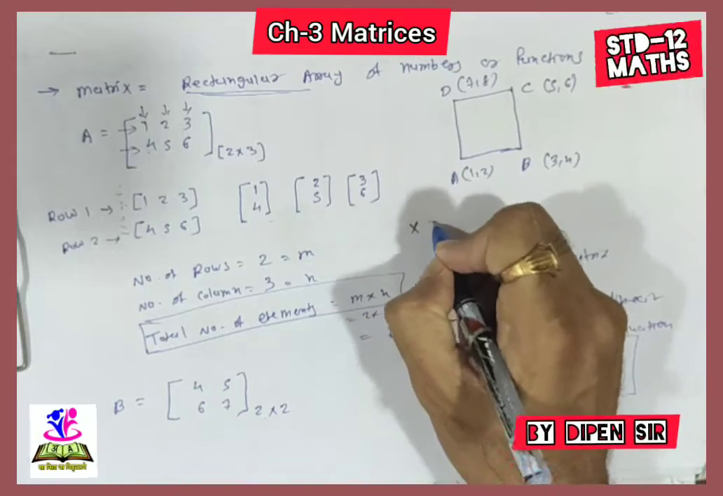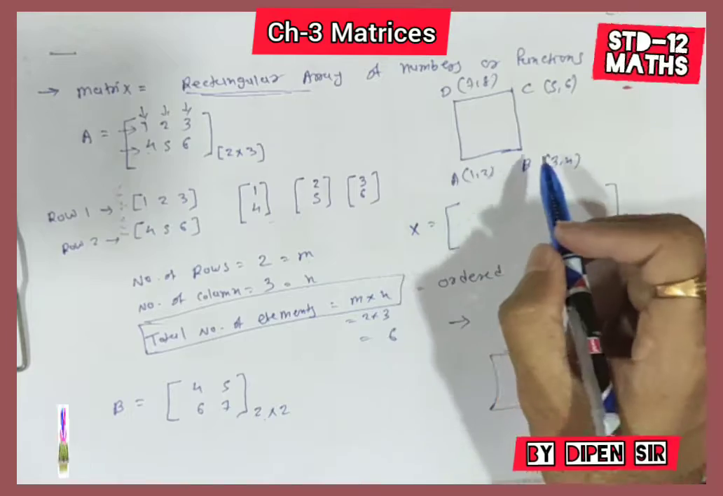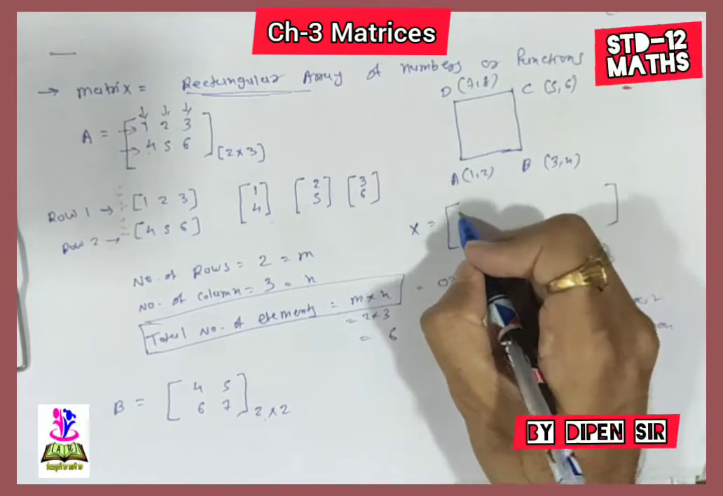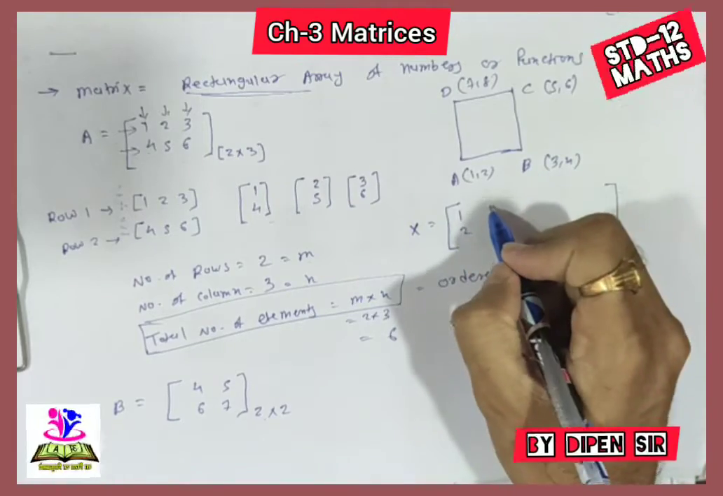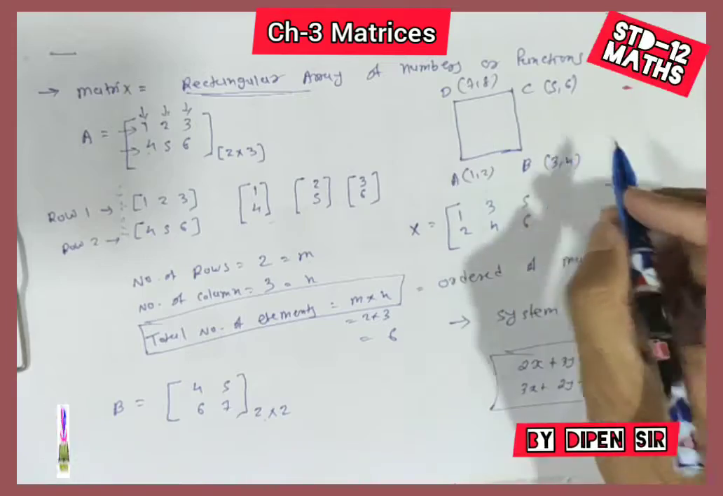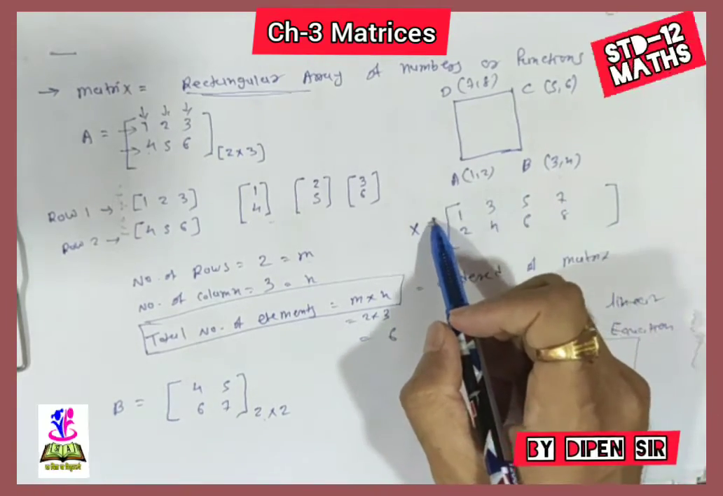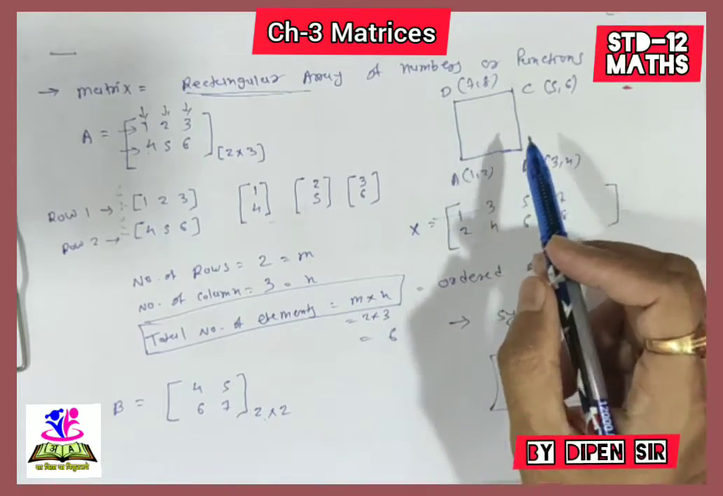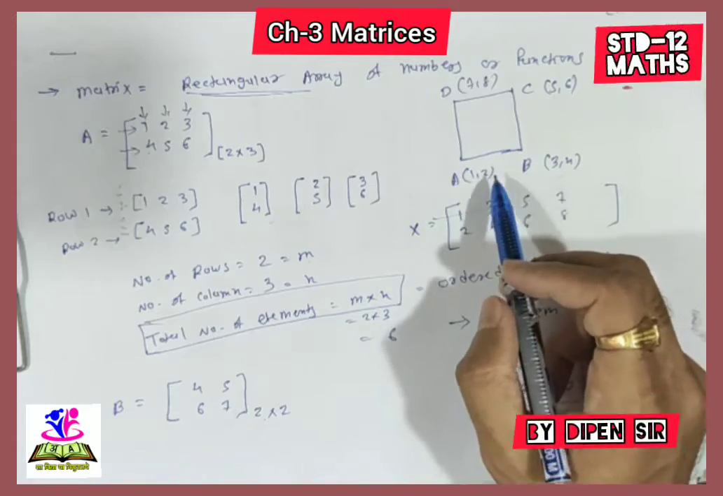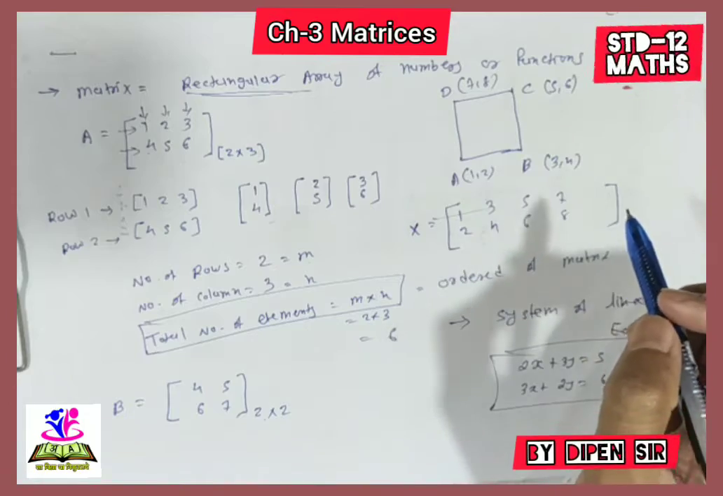Suppose matrix X is there, so we need to write these coordinates of each of these points. Suppose vertex A is 1 2, B is 3 4, C is 5 6, and D is 7 8. So here row 1 represents x coordinate of each of the points, and row 2 represents the y coordinate of each of the points.